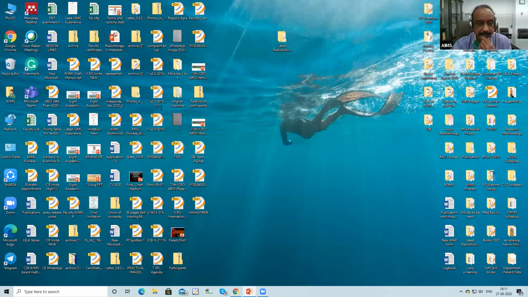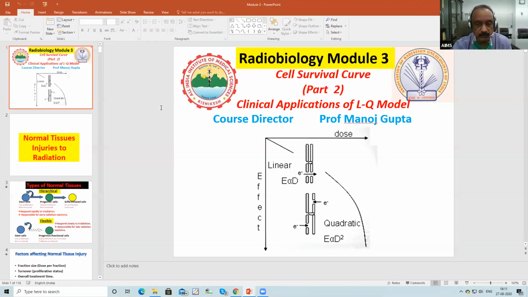So up to these 2 modules, I just discussed the theory part of the cell survival curve. And I presume now that all of you have a good understanding of the linear quadratic model, right? I want all of you to have a good understanding of the linear quadratic model, because from this module onward, I will discuss the clinical application of the LQ model.